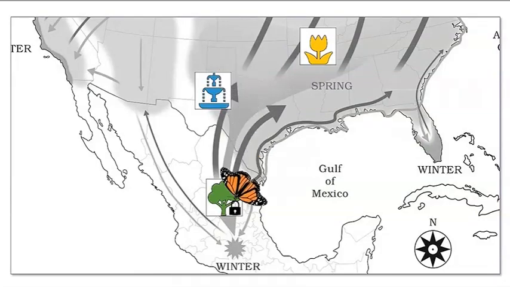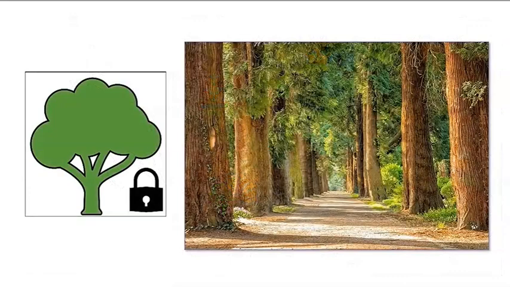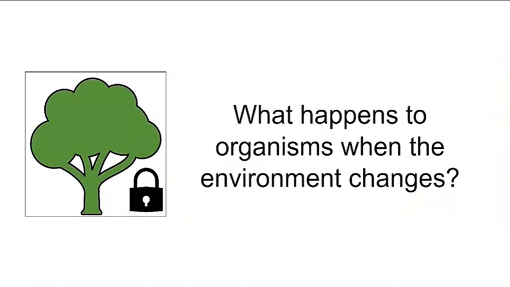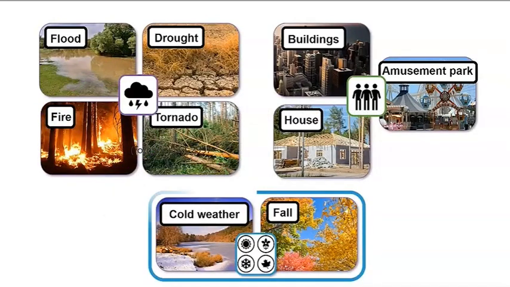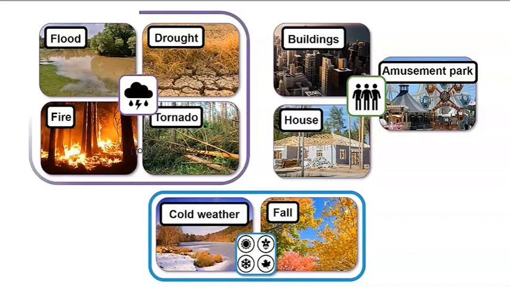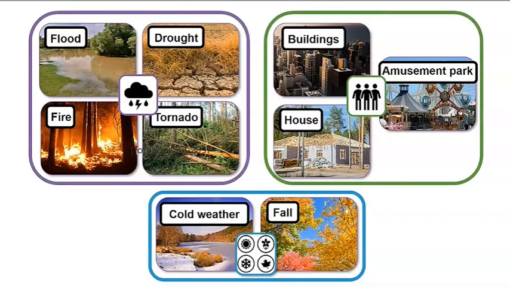Our monarch butterfly has reached Mexico. To unlock this final stop, we need to answer the question, what happens to organisms when the environment changes? We spent time exploring ways an environment can change. Some changes are seasonal. Some are caused by severe weather, and some are caused by human activity.